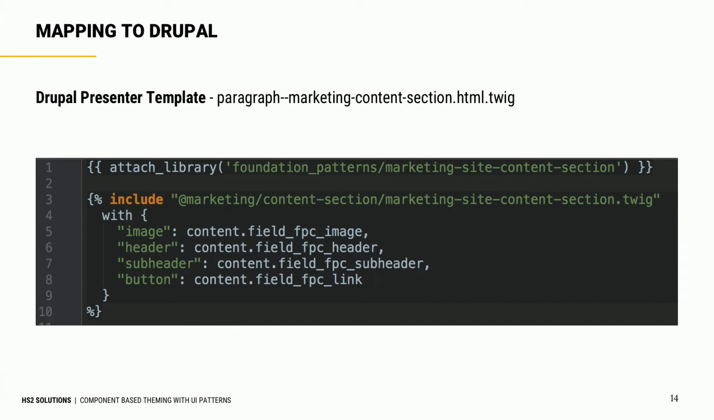So we say include and have the path to the Twig templates in our pattern library. Then we say with, and we list out all of the variables from our templates, and then we provide the data from Drupal that gets passed through. This is a paragraph template, so the fields that we set up here in this case are pretty well related to the component that we're trying to render. So content.field_image, header, and so on. Mapping's pretty simple. And so we do that, and when we render this paragraph, we're going to see the component that we expect, rendered as we expected, with the data from Drupal.